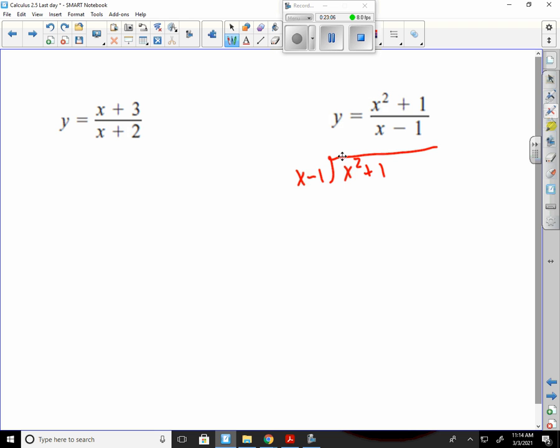How many times does x go into x squared? If I multiply by an x, that gives me x squared. x times x is x squared. You're subtracting, you take it away. x times negative 1 is negative 1x. You're subtracting negative 1x, so you add x.